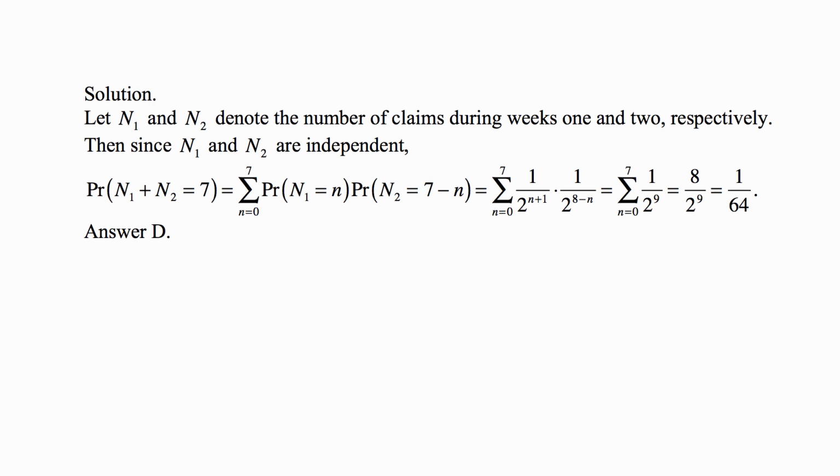And then the first expression, probability that n1 is equal to n, is 1 over 2 to the power n plus 1, and the second one is equal to 1 over 2 to the power 7 minus n plus 1, which is 8 minus n. So if we multiply it out, the n's cancel, and this is just the sum from n equal to 0 to 7 of 1 over 2 to the 9th. But the numbers 0 to 7, there's 8 of them, and we're adding up 8 identical quantities, so this is just 8 over 2 to the 9th, which is just 1 over 64, and that's answer D.